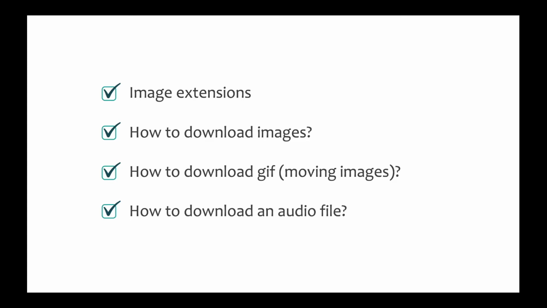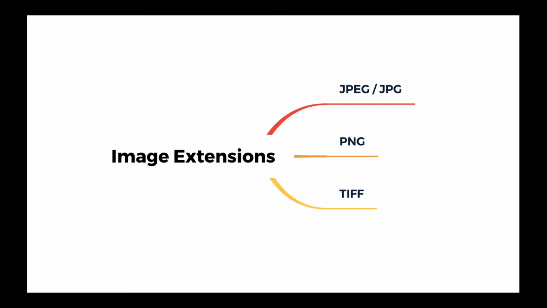So to get started, let's first understand what different types of image extensions are available to us. We have a lot of image extensions and you must have seen quite a few of them. But out of all those options, these three are the most common ones. The most common one that you would have seen is JPEG, also sometimes referred to as JPG. They both are just the same thing with different names. Then we have PNG, then we have TIFF. We also have various other formats, but right now we'll focus on only the common ones.